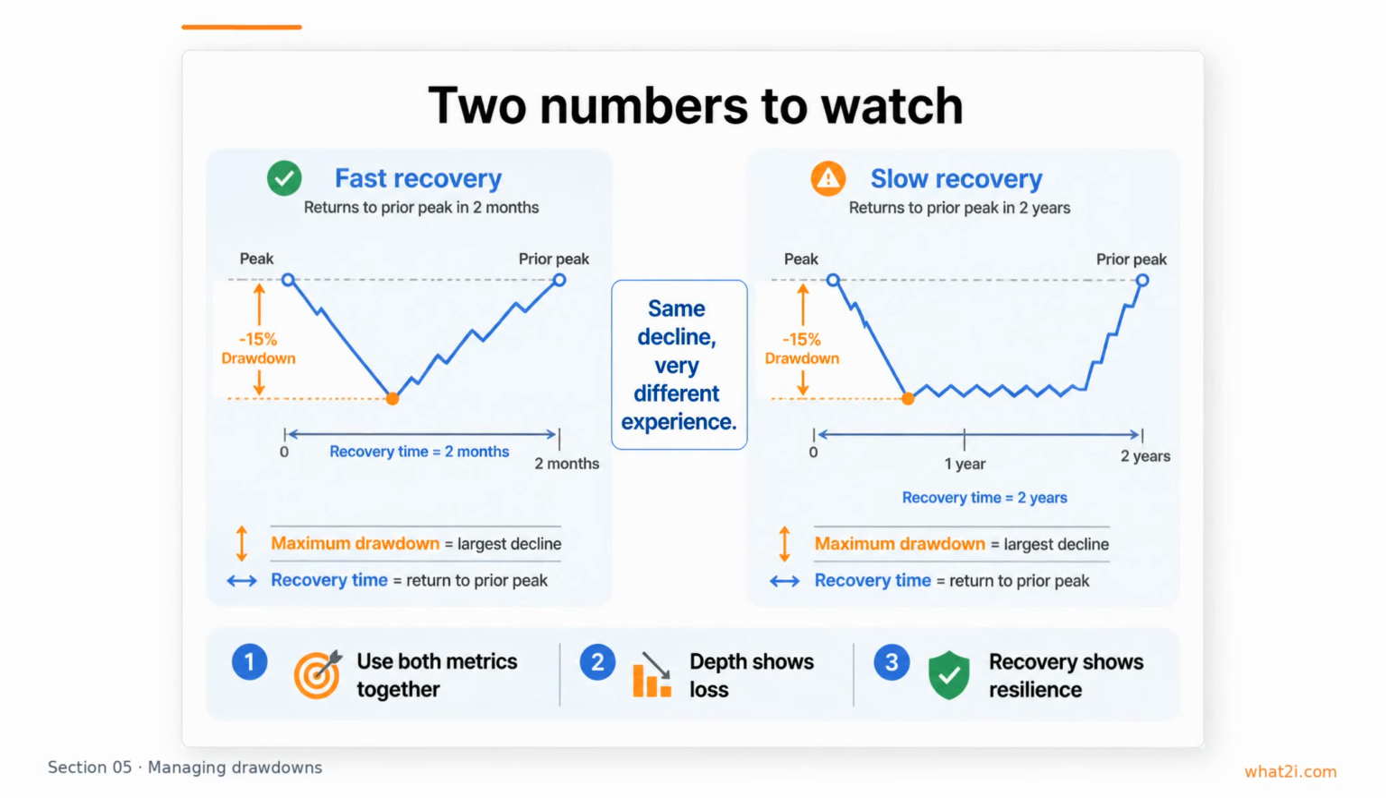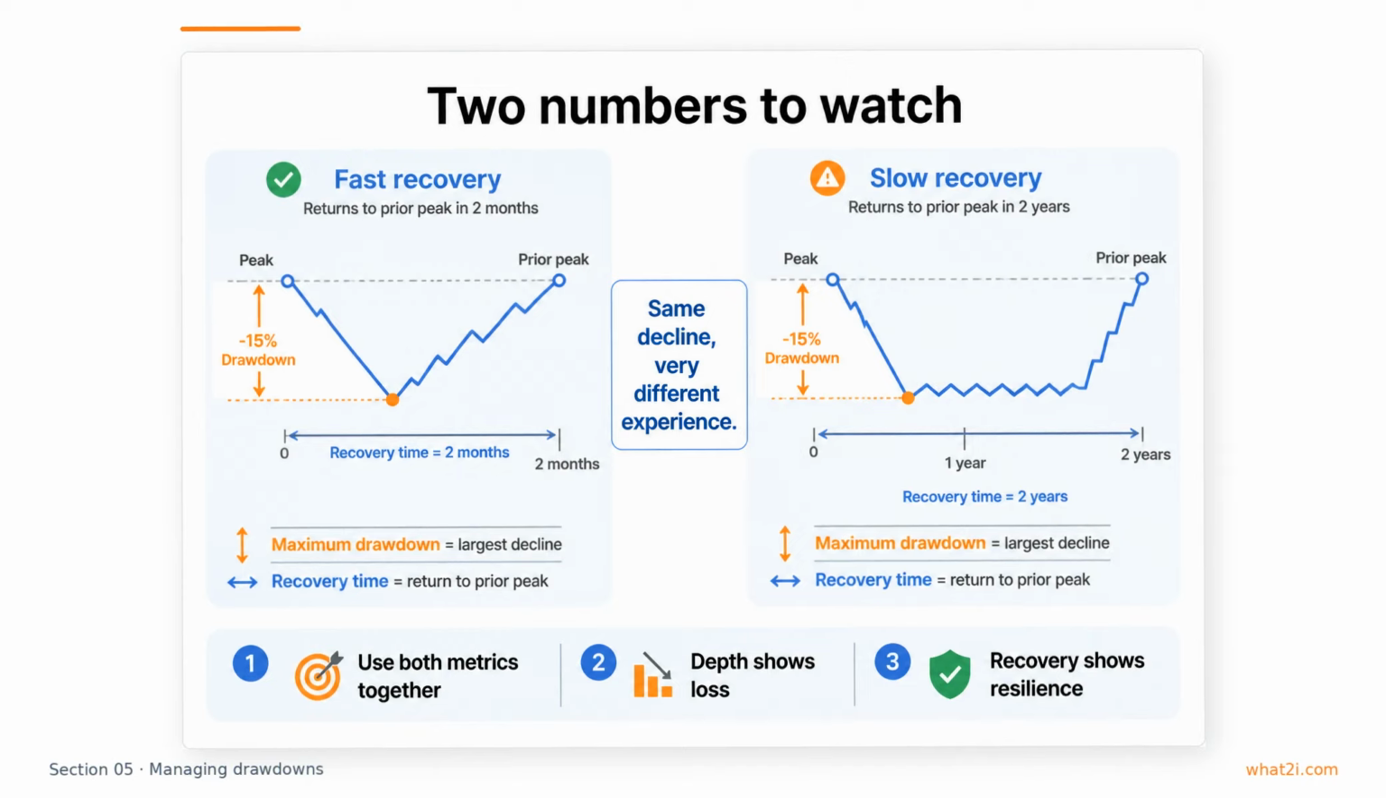Two numbers are especially important when tracking drawdowns: depth and recovery time. Maximum drawdown tells you how far the portfolio fell from peak to trough. Recovery time tells you how long it took to regain the prior peak. Those two measures work together. A 15% decline that recovers in 2 months is a very different experience from the same 15% decline that takes 2 years to repair. Looking at depth alone can miss that distinction. Long recovery periods often signal fragility, even when the decline itself does not look extreme.